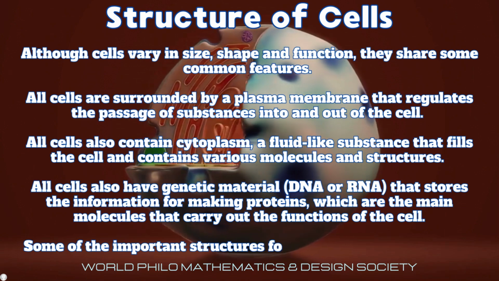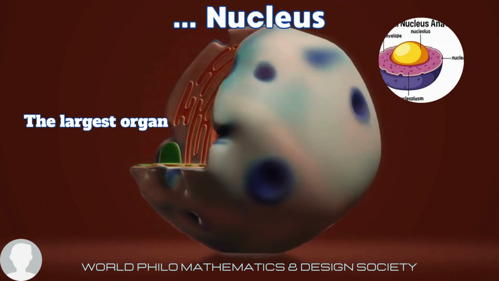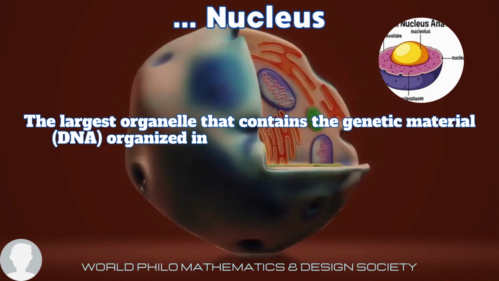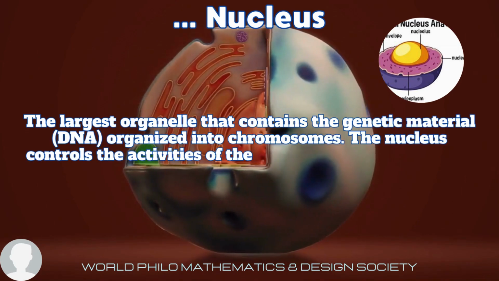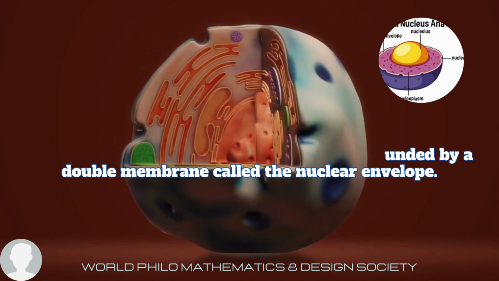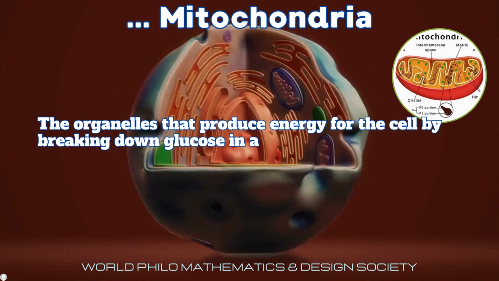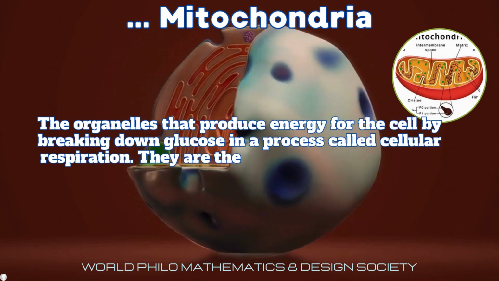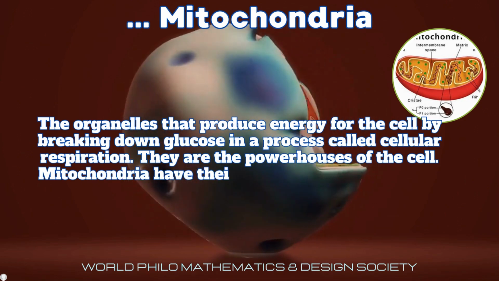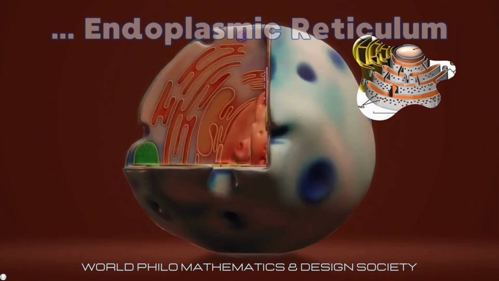Some of the important structures found in eukaryotic cells are: The nucleus is the largest organelle and contains the genetic material, DNA, organized into chromosomes. The nucleus controls the activities of the cell and is surrounded by a double membrane called the nuclear envelope. Mitochondria are the organelles that produce energy for the cell by breaking down glucose in a process called cellular respiration. They are the powerhouse of the cell. Mitochondria have their own DNA and can divide independently of the cell.